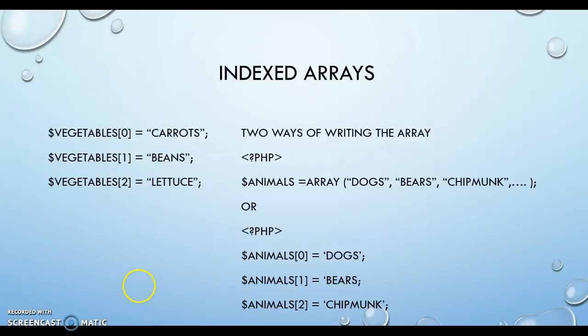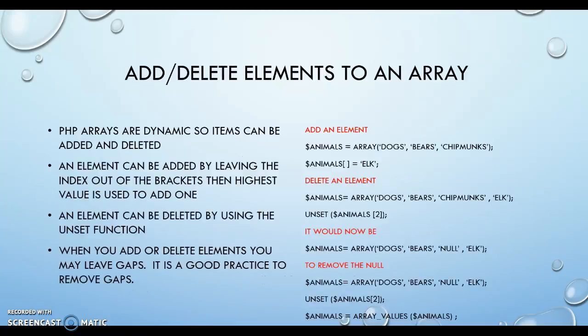Okay, to add and delete elements to an array. Adding and deleting allow for items to be added and removed from the array, and because it is dynamic, being that it's PHP, it will go across the website, which makes it dynamic. The first example shows code to add an element, which is done by leaving the index out of the brackets and adding the new element. As you can see there, the index is left out, and we're adding elk. So elk is added at the end of the array, and elk would now be number 3.